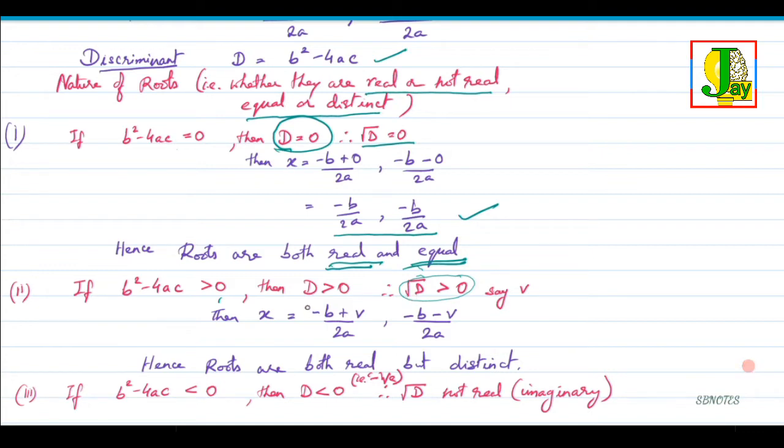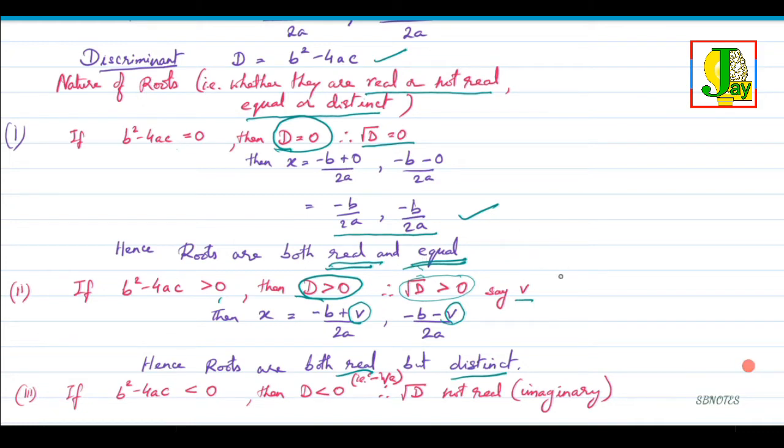Say you take any positive value, you will get some positive value here. So let that positive value be v. So x will be minus b plus v by 2a and minus b minus v by 2a. Once you are adding the positive number and once you are subtracting the positive number, whatever you get, those numbers are real and different from each other. So they are distinct and real roots when d is greater than 0. Okay, so these are the conditions.